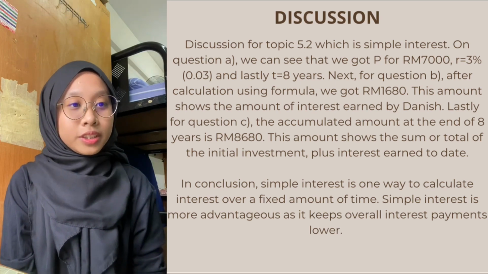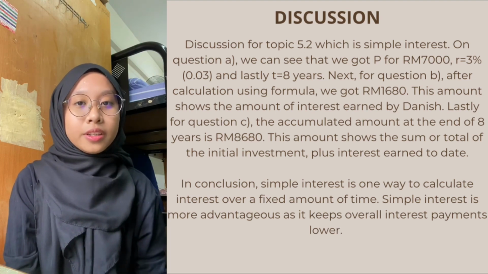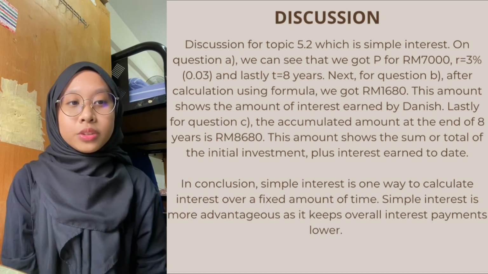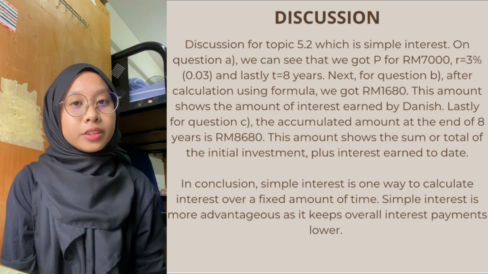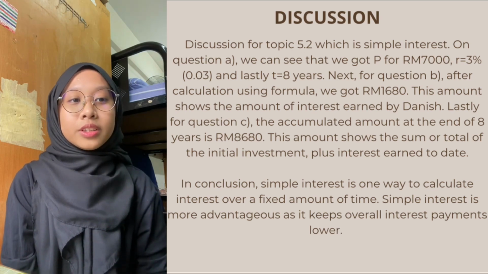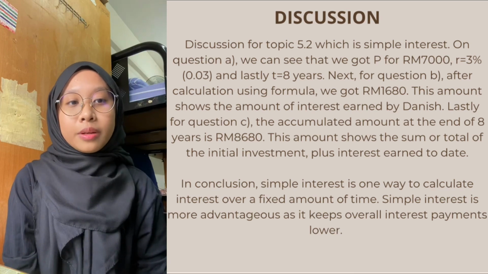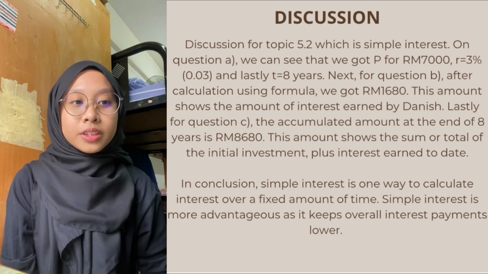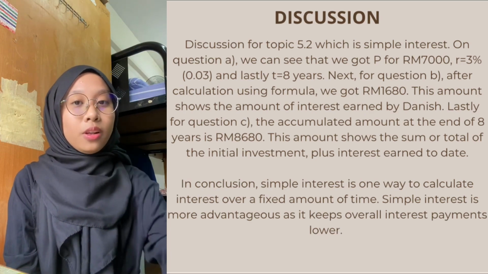Lastly, for question C, the accumulated amount at the end of 8 years is 8,680. This amount shows the sum or total of the initial investment plus interest earned to date. In conclusion, simple interest is one way to calculate interest over a fixed amount of time. Simple interest is more advantageous as it keeps overall interest payments lower.